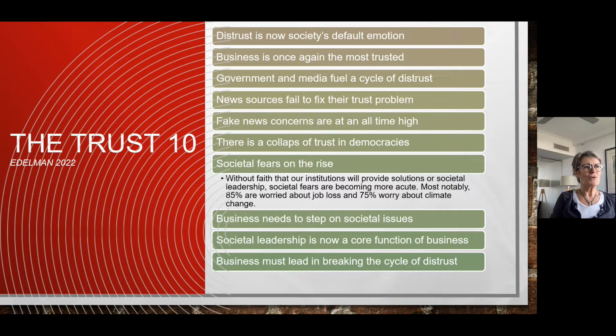I've highlighted this point, that societal fears are on the rise. Without faith that our institutions will provide solutions or societal leadership, societal fears are becoming more acute. Most notably, 85% of people, according to this trust indicator, are worried about job loss, and 75% worry about climate change. So these are some of the prevalent issues that we're seeing come through in society. We're worried about the sustainability of our jobs, our long-term stability in our jobs, and we're also worried about climate change.